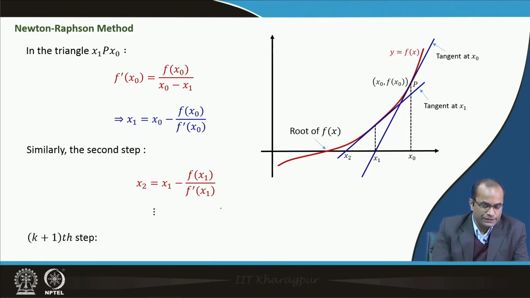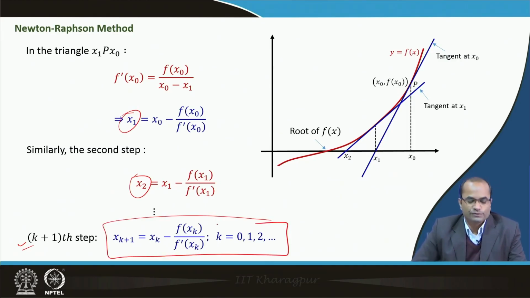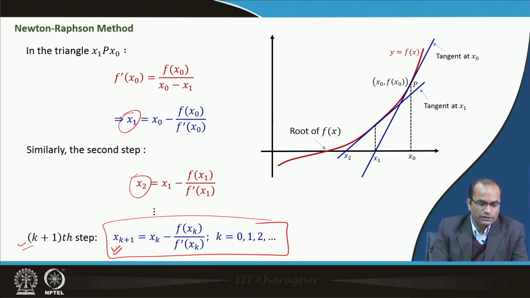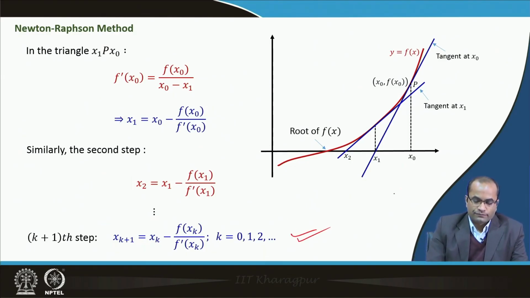Well, in general then, at the k plus 1th step, this was the second step, this is the first step. This is the general scheme of the Newton-Raphson method, which says that x k plus 1, the approximation at k plus 1, we can get from x k minus f x k divided by f prime x k, and then k has to iterate. So, we get from x 0 to x 1, then x 1 to x 2, and so on, and we approach the root of the equation f x equal to 0.